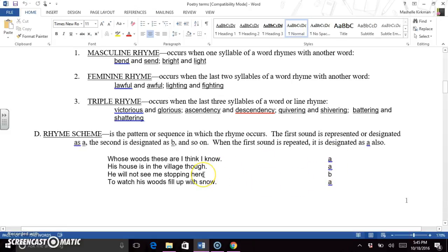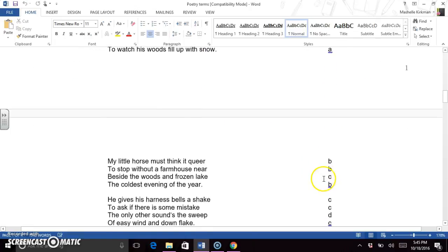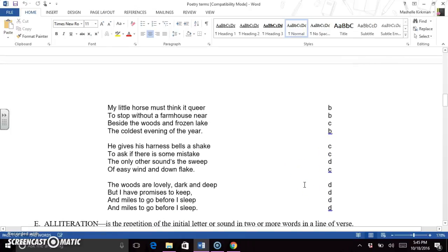The next one you have is here. Here does not go with though and know, so it gets a B. Then we have snow. Snow, though, know, all three of those go together, so it gets an A. So that's how we figure out rhyme scheme. I did the rest of the poem in your notes, on the handout for you, so you can see what it's like and how it feels.